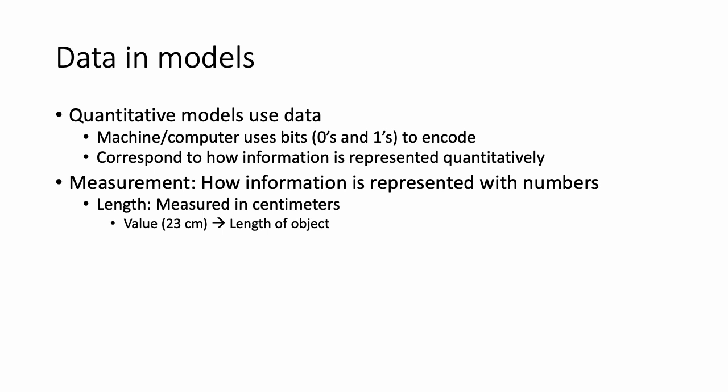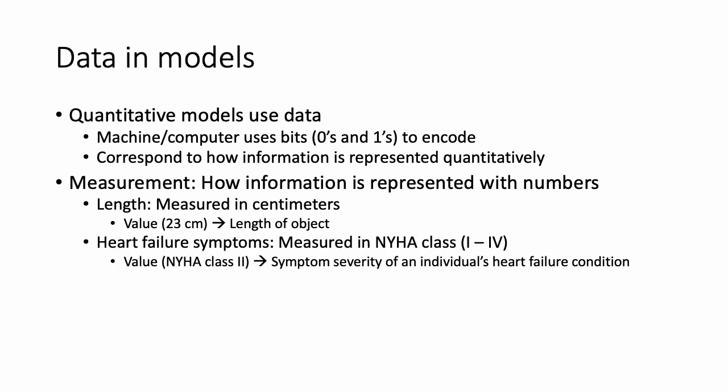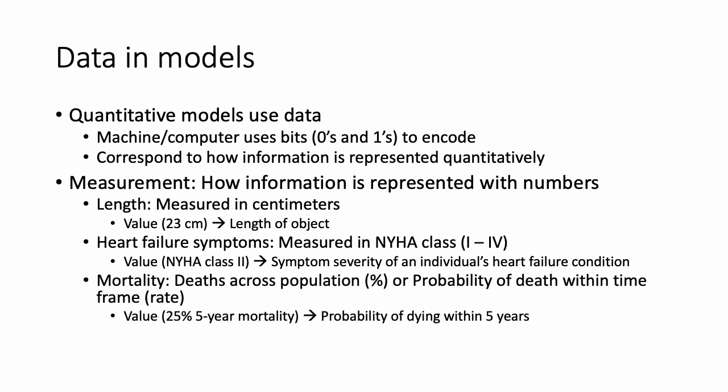Ultimately, what we're talking about is how do we represent information with numbers, which is this entity of measurement. So if we think about it for length, for example, we might measure that in centimeters, where some value of 23 centimeters corresponds to the length of an object. More appropriate to clinical decisions, for heart failure symptoms, we might measure this in NYHA class, 1 through 4. Here, a value of NYHA class 2 corresponds to the information represented as symptom severity of an individual's heart failure condition.